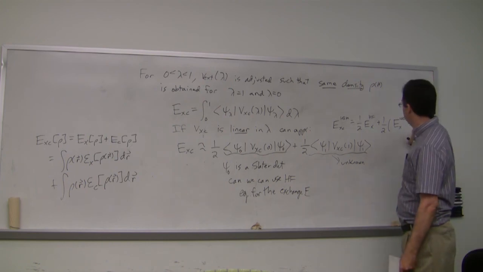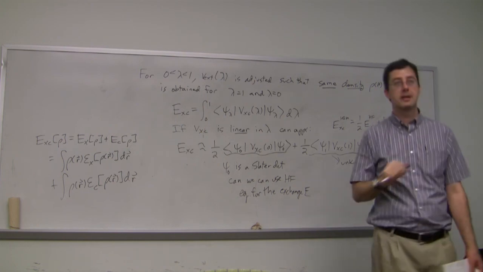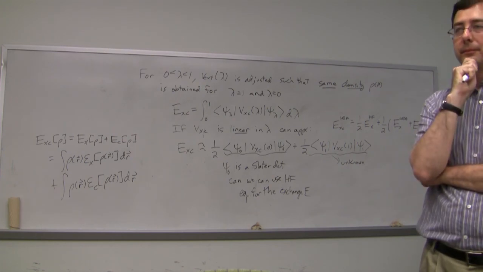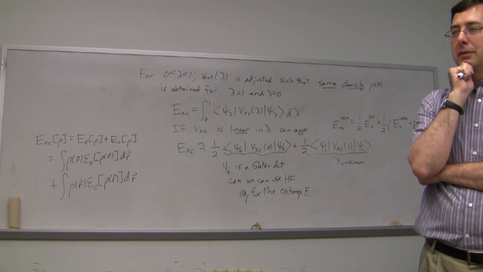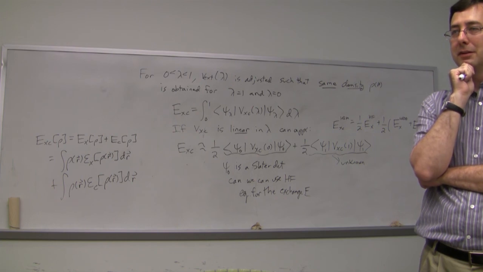How come the correlation energy only enters here and not over on this side? Any guesses? It seems like I'm being unfair to correlation. I've got exchange in there twice, but correlation is only in there once.